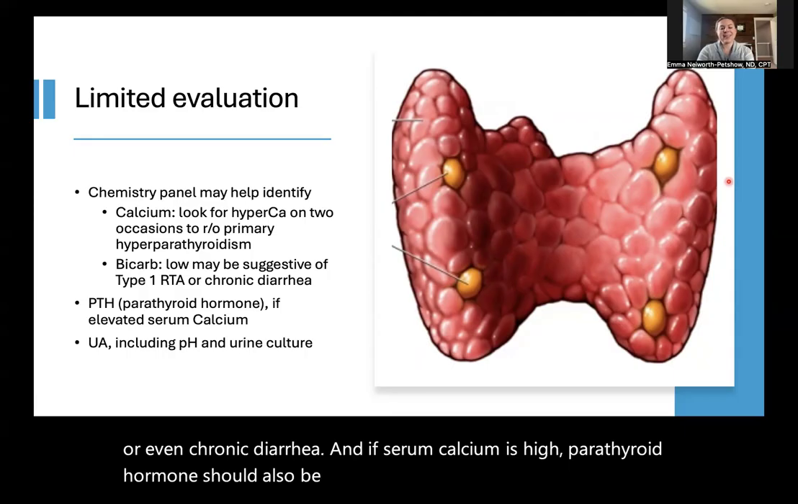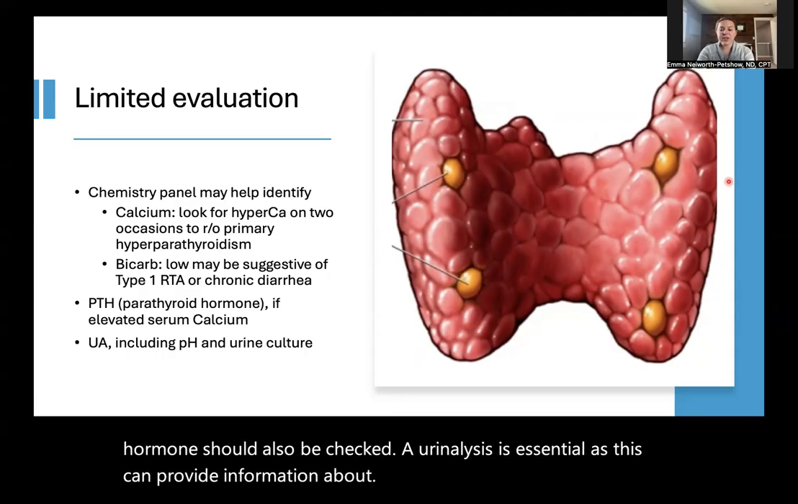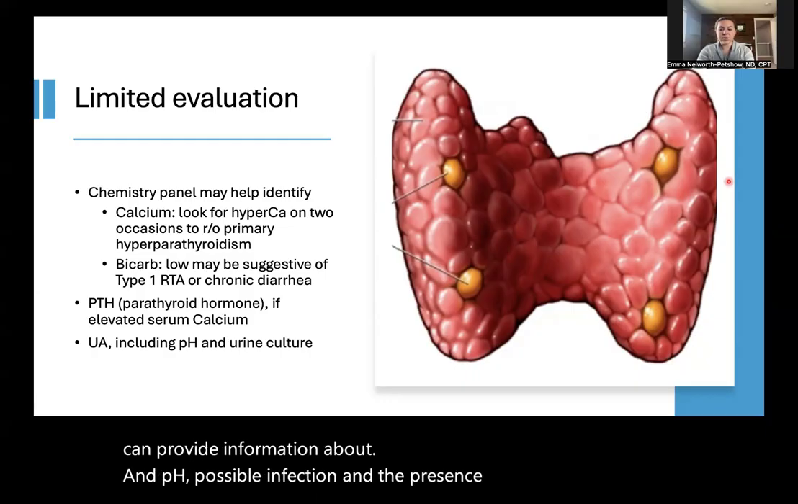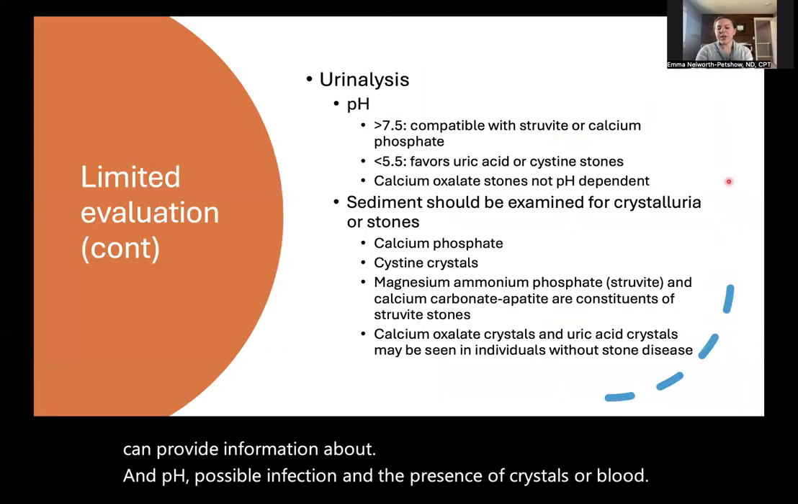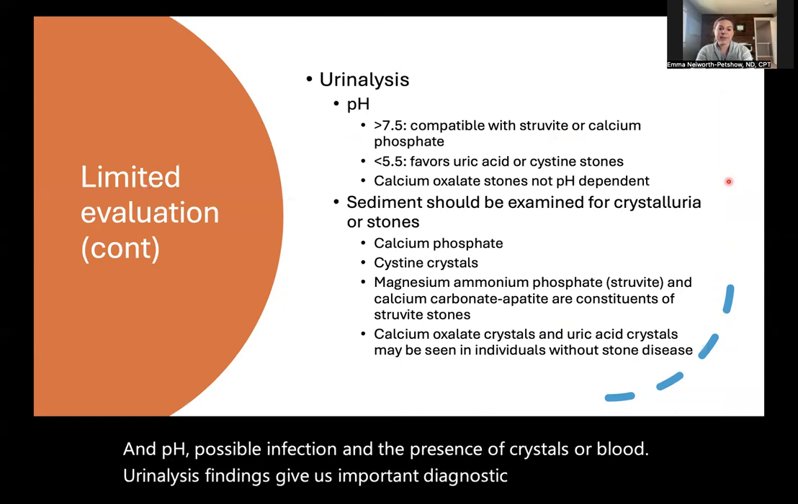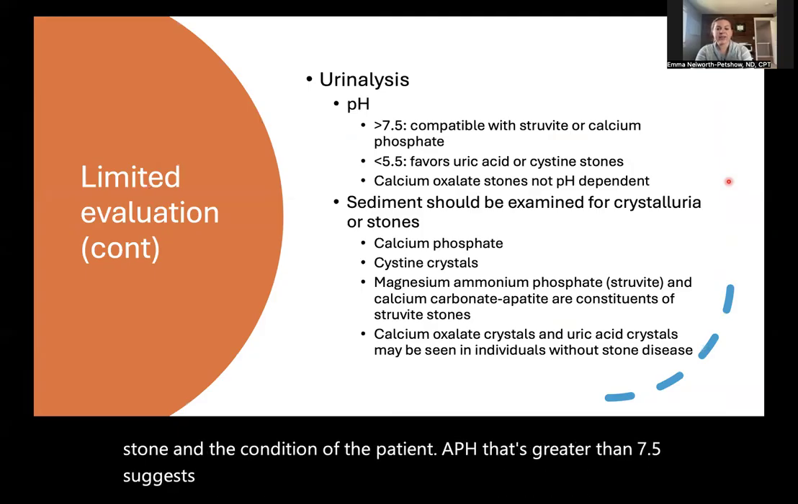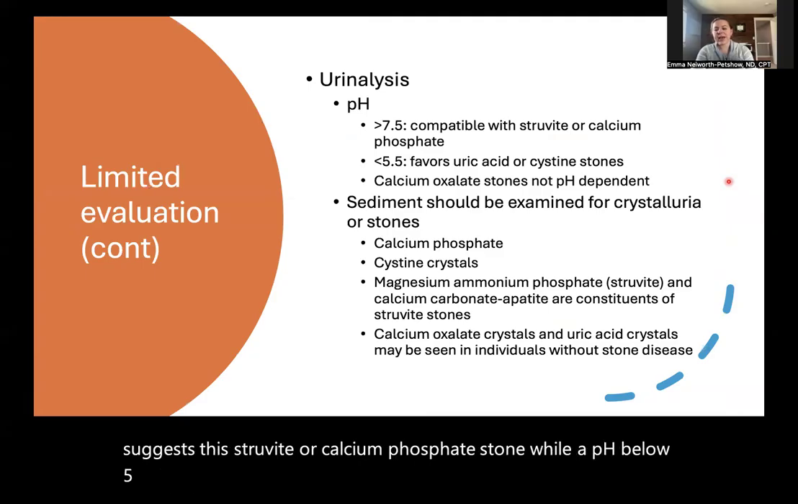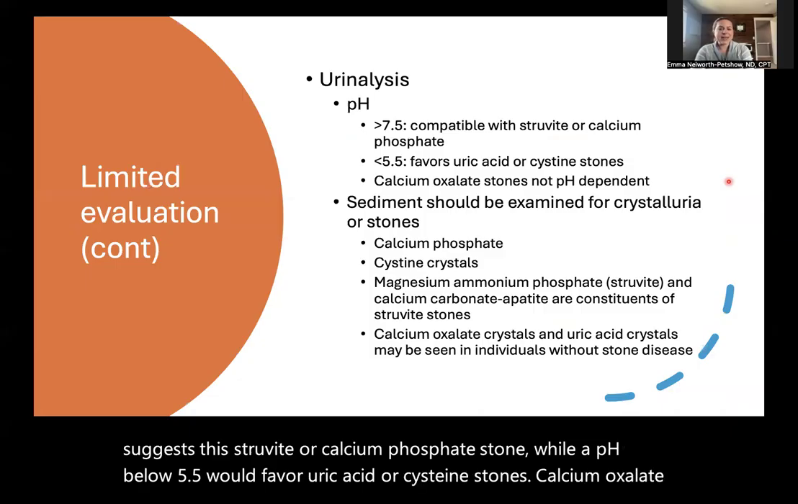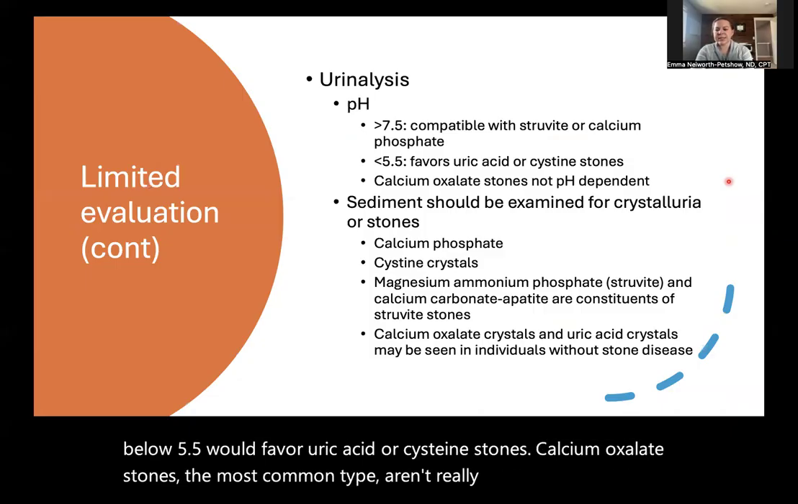A urinalysis is essential as this can provide information about urine pH, possible infection, and the presence of crystals or blood. Urinalysis findings give us important diagnostic clues to the type of stone and the condition of the patient. A pH that's greater than 7.5 suggests a struvite or calcium phosphate stone, while a pH below 5.5 would favor uric acid or cysteine stones. Calcium oxalate stones, the most common type, aren't really pH dependent.